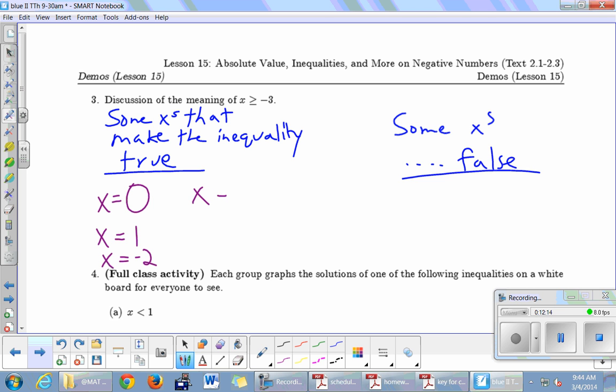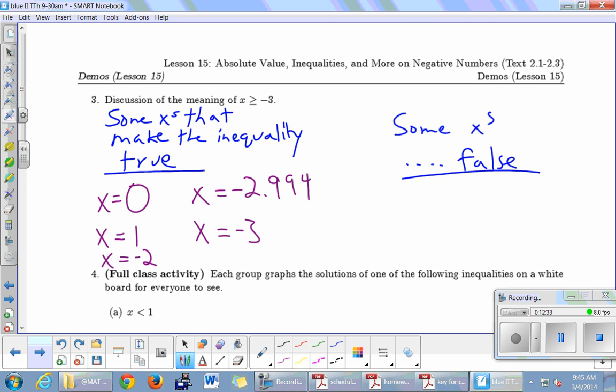I'm going to push the limits here. What about negative 2.994? Is that bigger than or equal to negative 3? Yes, it is. It is slightly bigger than negative 3. How about negative 3 itself? Why is it a yes?